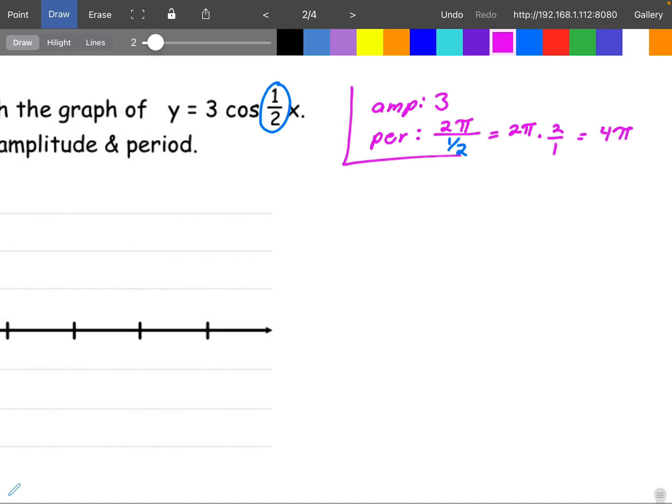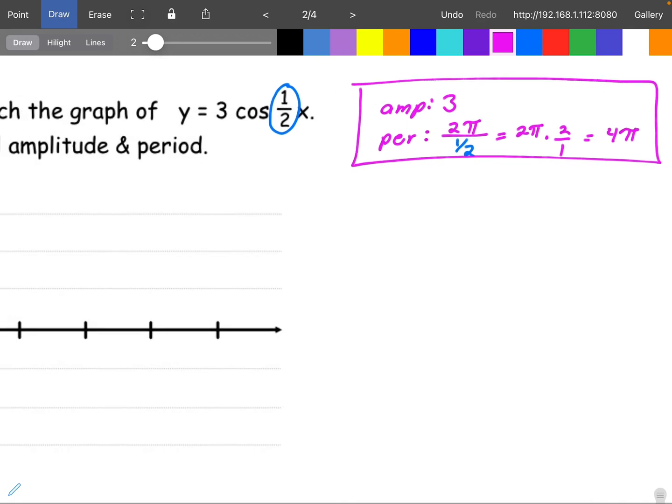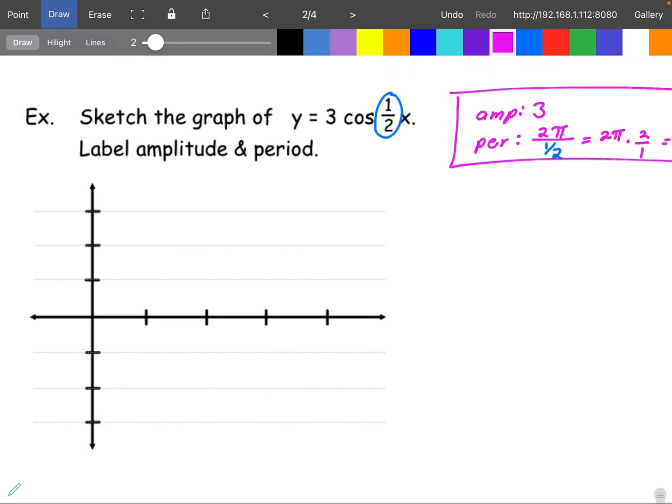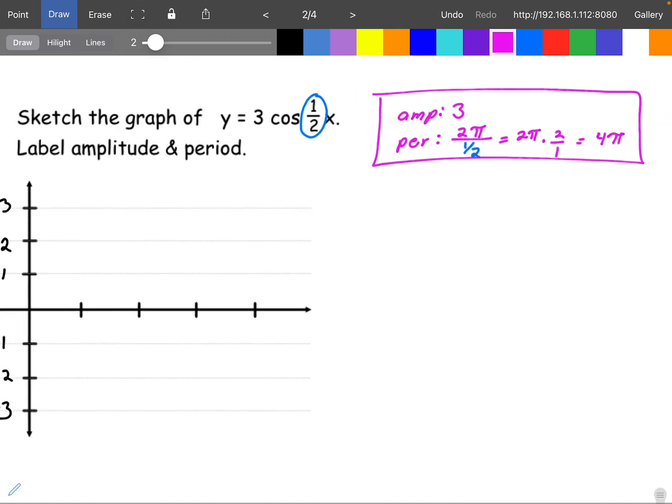Great. Okay, so I have my amplitude, I have my period. Now I need to figure out how in the world do I need to label my x-axis. My y-axis is easy. I know I need to go up to 3, down to -3, so 1, 2, and 3. And -1, -2, and -3. Okay, now let's figure out how to label our x-axis. So for our x-axis labels.